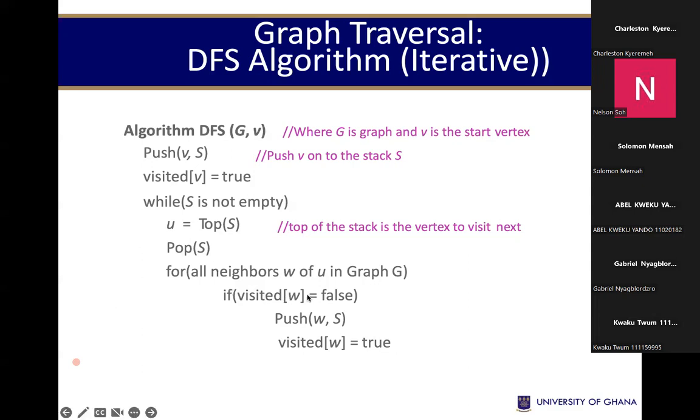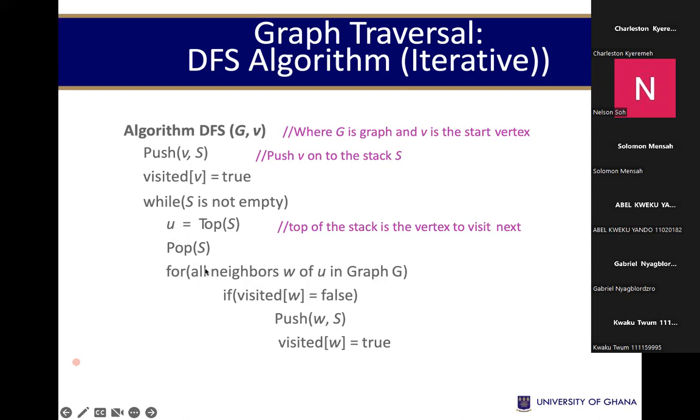So if W is visited, then we can now pop S. Pop S means that you remove whatever element is at the top. In this case, we are going to pop that particular vertex.